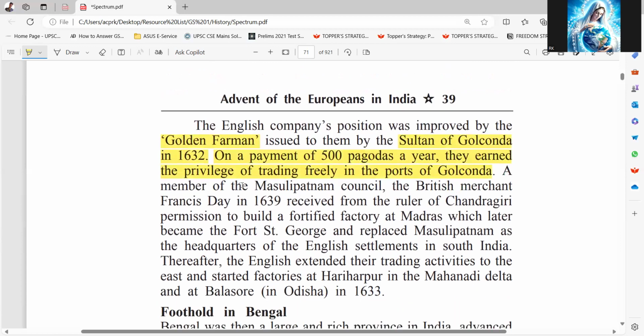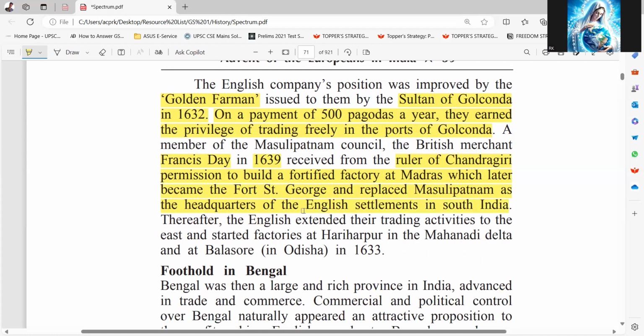A member of the Masulipatanam Council, the British merchant Francis Day, in 1639, received from the ruler of Chandragiri permission to build a fortified factory at Madras, which later became Fort St. George and replaced Masulipatanam as the headquarters of the English settlements in South India. Thereafter, the English extended their trading activities to the east and started factories at Hariharpur in the Mahanadi Delta and at Balasore in Odisha in 1633.